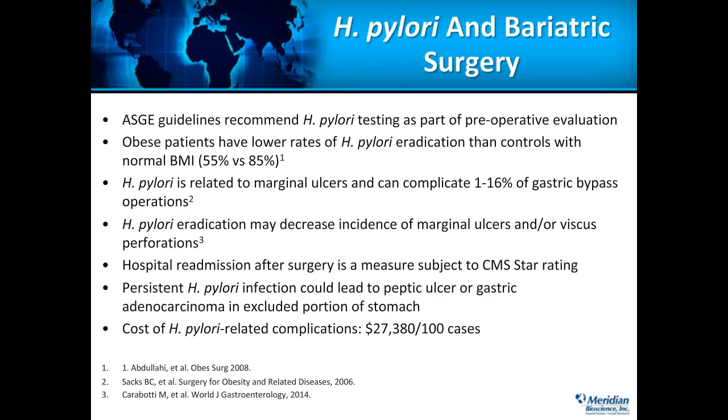It's also important to note that once patients have bariatric surgery, portions of their stomach are excluded from examination by endoscopy. And patients who have ongoing H. pylori infection can develop peptic ulcer disease or gastric adenocarcinoma in these excluded portions. And it's significant to note this because were peptic ulcers or adenocarcinoma to develop in the excluded portion, it is far more difficult to diagnose it, and it will be diagnosed at a much later stage. And it can all be prevented by checking for H. pylori before sending these patients for surgery. The financial cost of H. pylori infection and its related complication in bariatric surgery is predictably high. It's about $27,000 per 100 cases.